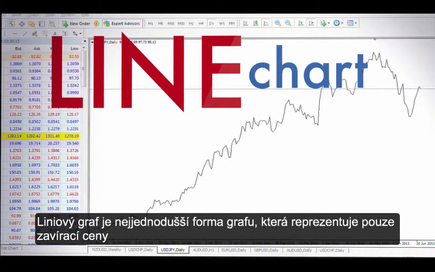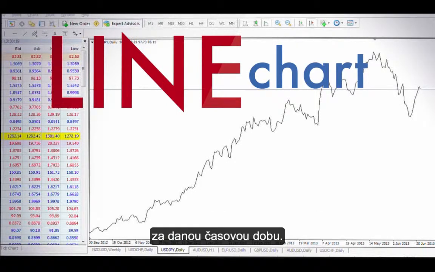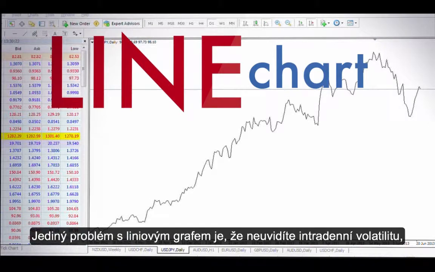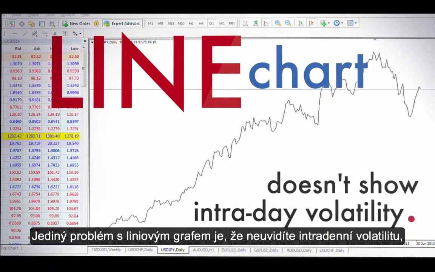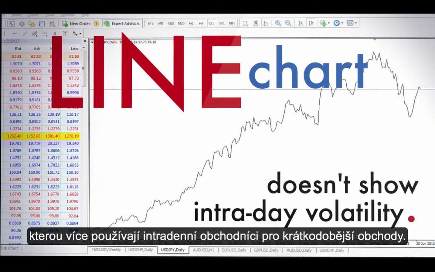The line chart is the simplest form of a chart which represents only the closing prices over the set period of time frame. The only problem with the line chart is that you don't get to see the intraday volatility, which is more often used for a short-term trader.